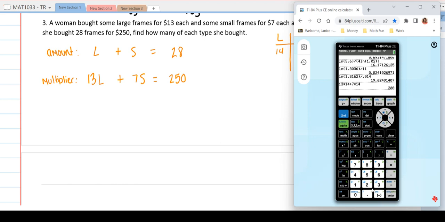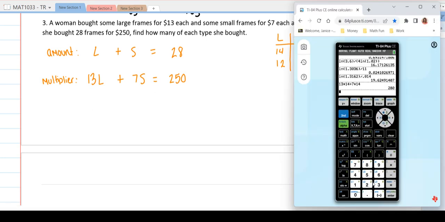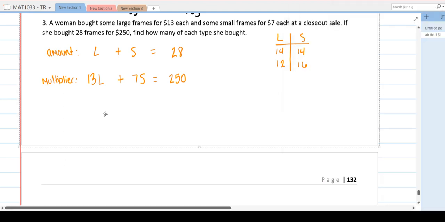Okay, so $13 times 14 plus 7 times 14. That's 280. So that's too much. So then you just kind of change it. All right, well maybe it's 12 large frames, and then that would mean I'd have to get 16 small frames because they still have to add up to 28. Let's see if that works. 12 frames at $13 plus 16 frames at $7. Not quite. So that's what I mean by guess and check. You can keep changing the numbers and just plugging it in your calculator like that. That works. Or we can go through and do substitution for this one.